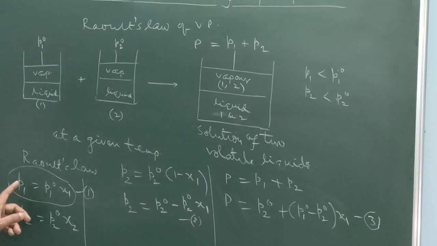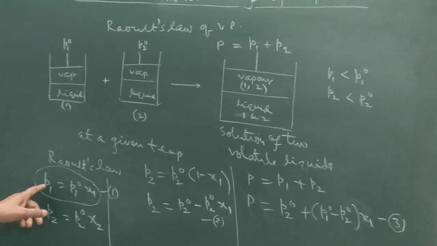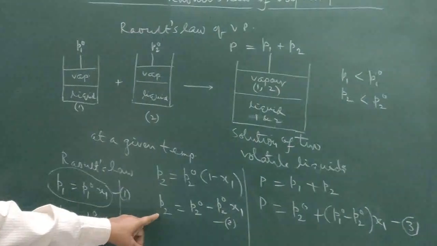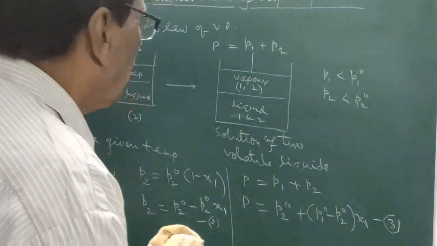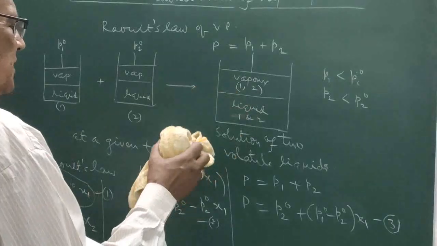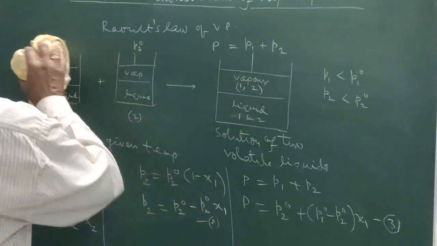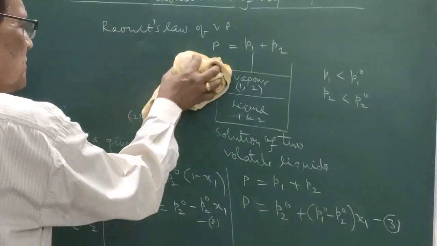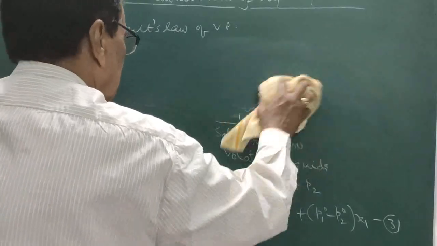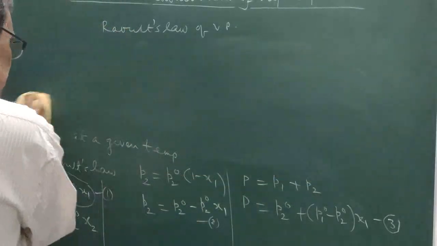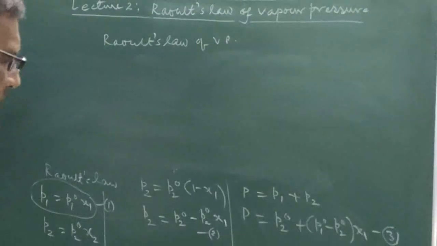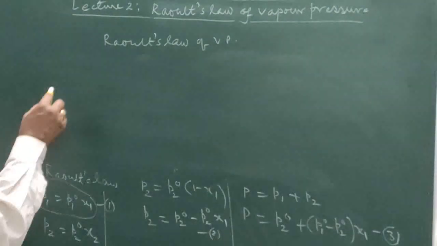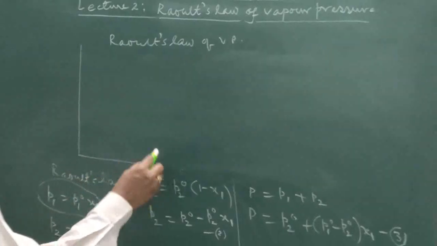So this is the partial pressure P1 of the first component, this is the partial pressure of the second component, and this is the total vapor pressure over the solution of two volatile components. These three equations we can show by means of a graph. So this is the graph.